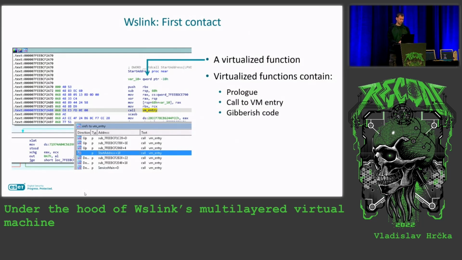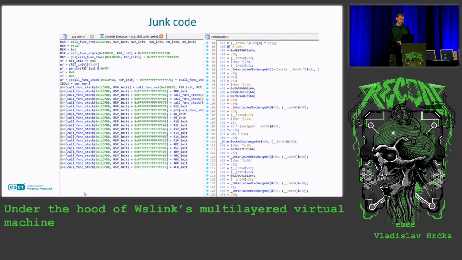If we open a sample virtualized with this machine, we can see that this start address contains a call to a function that we identify as VM entry, and the remaining code behind this looks basically like gibberish. There are actually 7 calls to this function recognized by IDA, so that means that there are at least 7 virtualized functions.